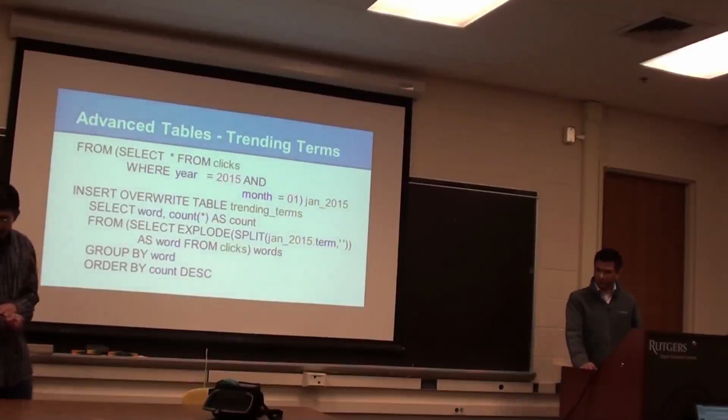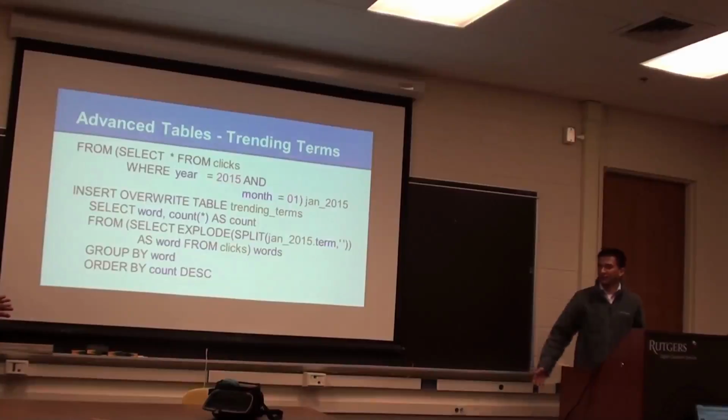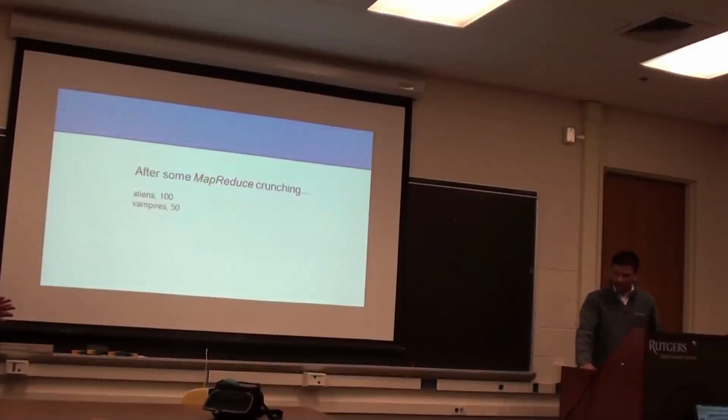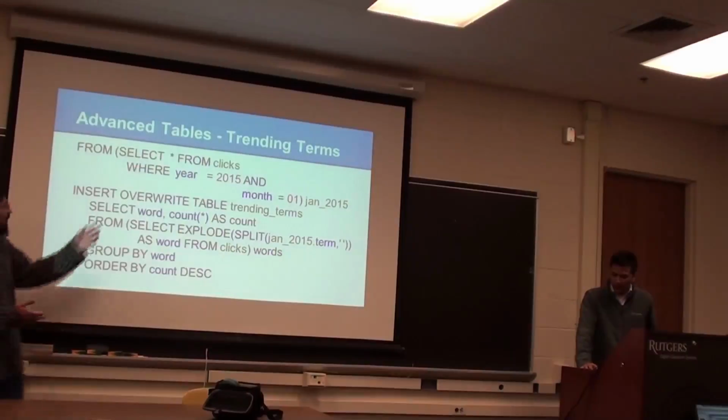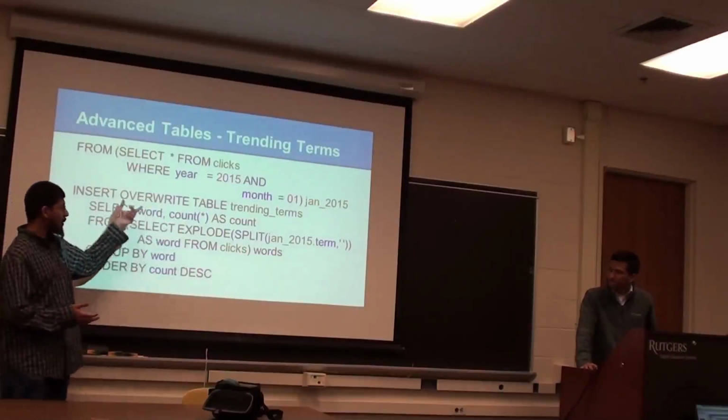How does it segregate into map and reduce? It translates into MapReduce, and I'll come to that. It doesn't translate into one MapReduce job, it translates into many jobs. Each one of these is probably one job.